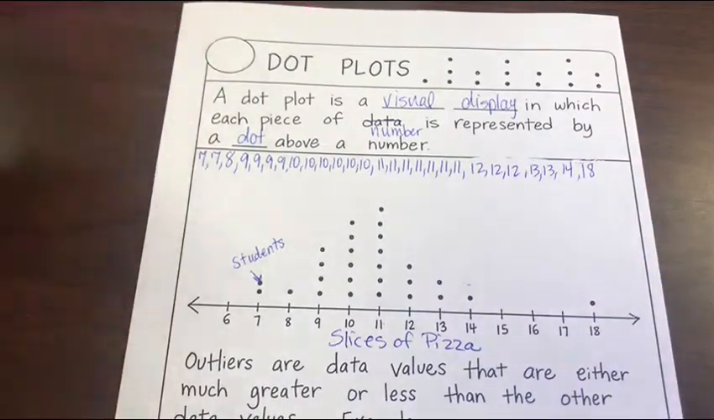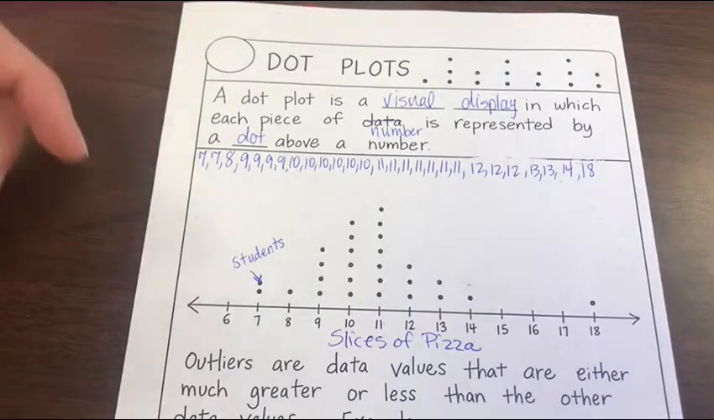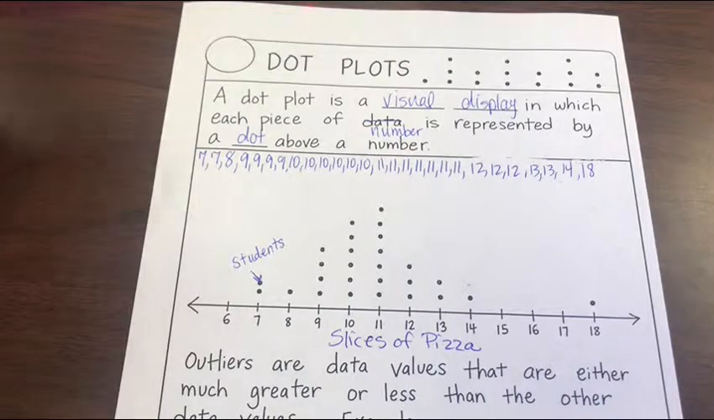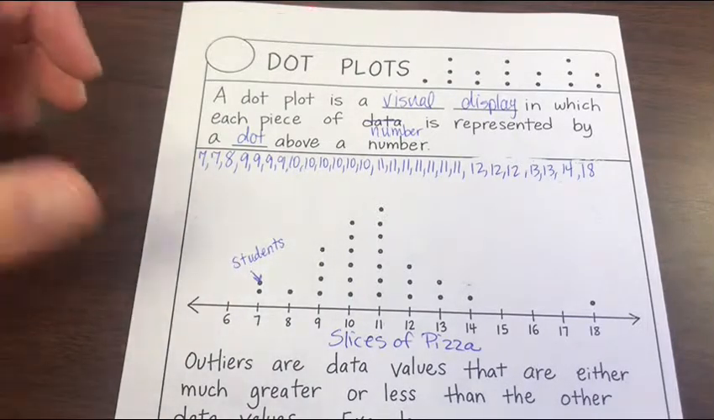So there's our list. Unlike a box plot, which we learned about yesterday, with dot plots we can make a list. We can find mean, median, range, interquartile range. We can find all of those things from a list.